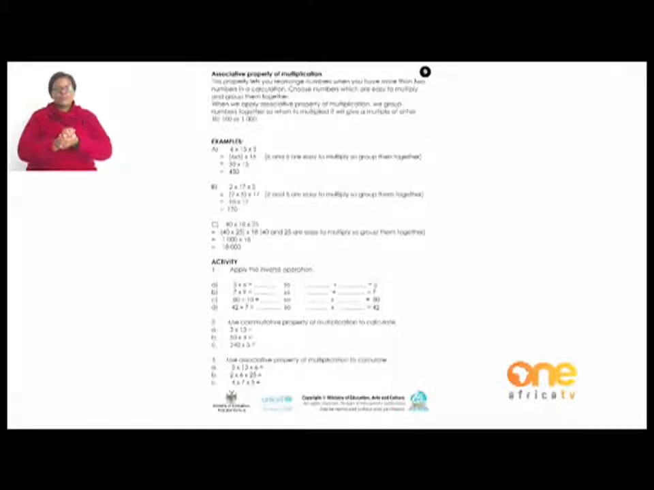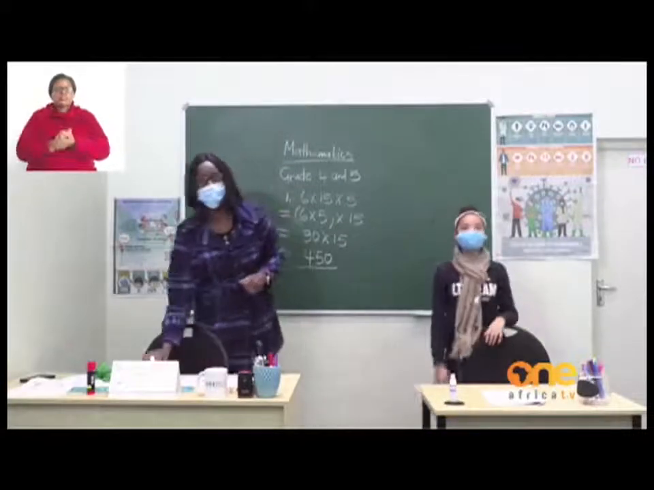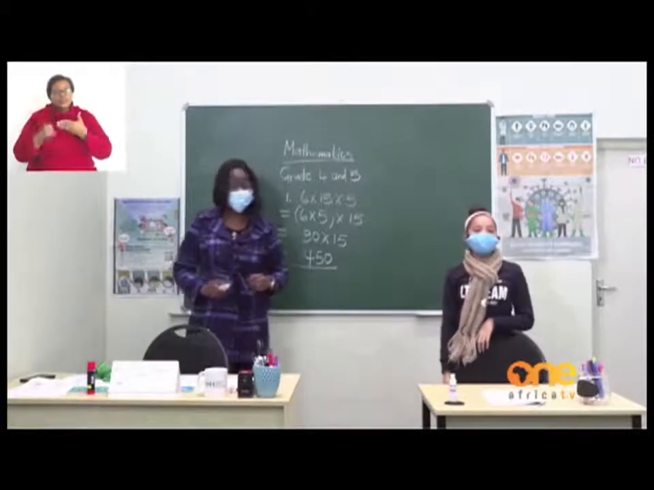Number 3, use associative property of multiplication to calculate A, 5 times 13 times 6. What will be the answer? But remember to apply the associative property. B, 2 times 6 times 25. What will be the answer? C, 4 times 7 times 5. You should apply associative property. Boys and girls, that is our end of the lesson for today.